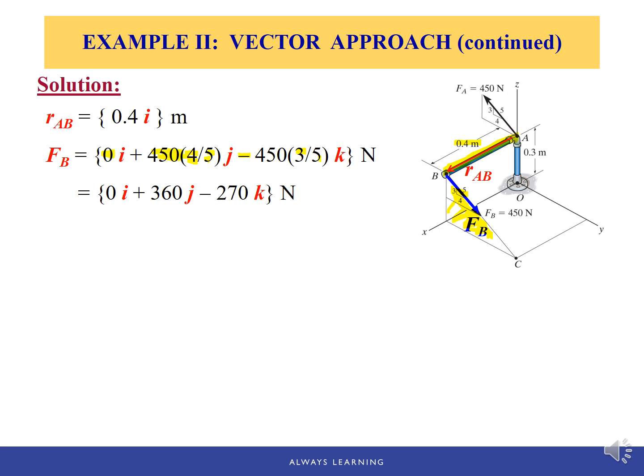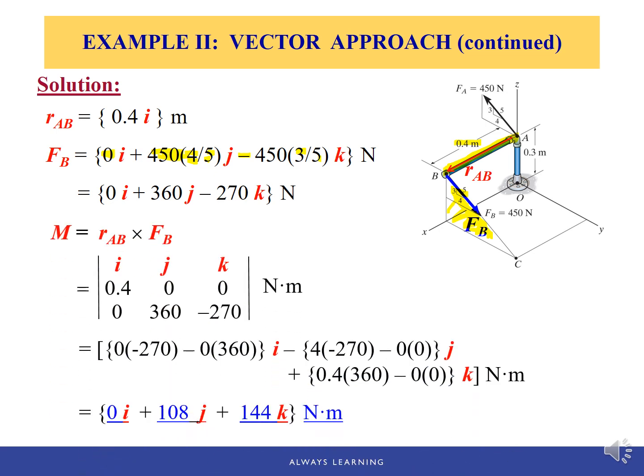Then we're going to apply the cross product between the two vectors we just got, and the final answer will be the moment in Cartesian vector form.